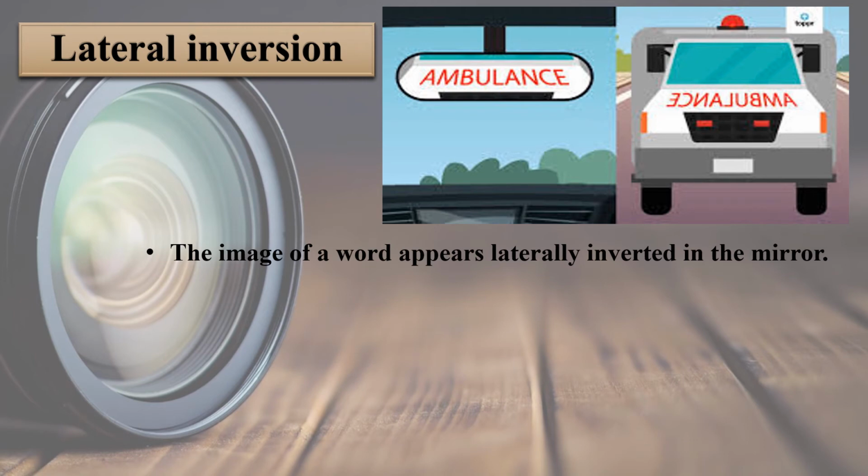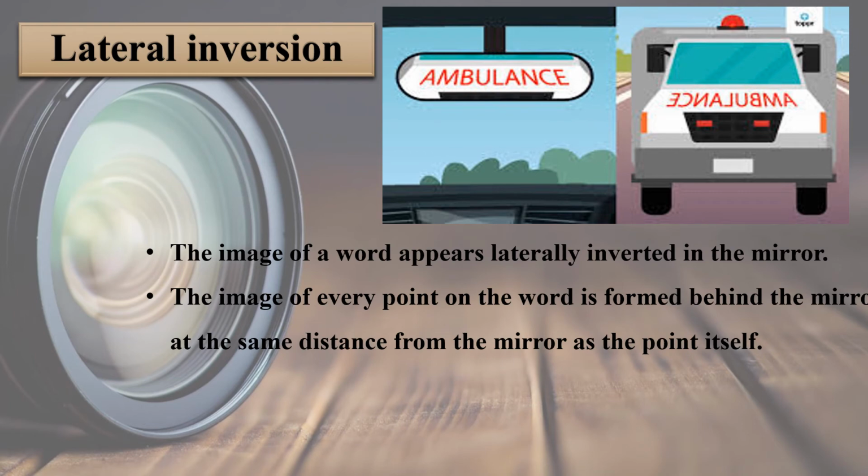The image of a word appears laterally inverted in the mirror. The image of every point on the word is formed behind the mirror at the same distance from the mirror as the point itself. तो जैसे दिखा हुआ है वो सेम तरीके से laterally inverted हम लोगों को वो हमारे आईने में मिरर में दिखाई देता है. ठीक है. This is called lateral inversion. Understood? What is the meaning of lateral inversion?